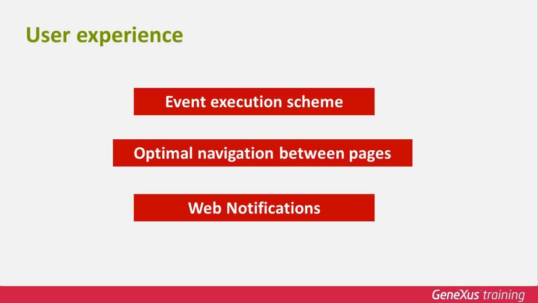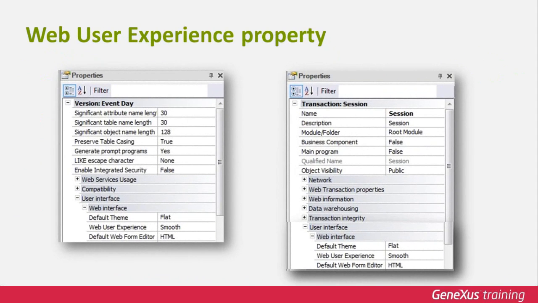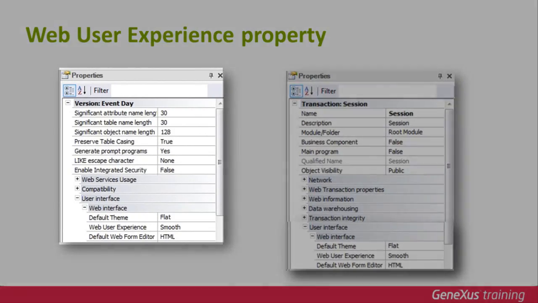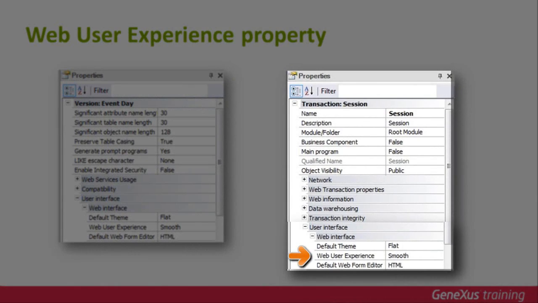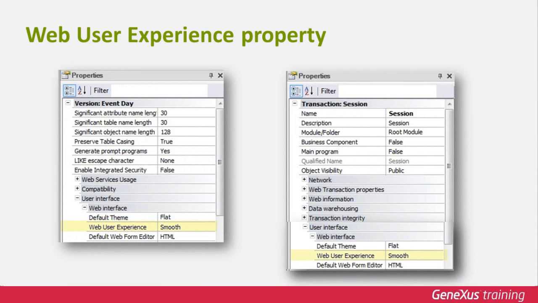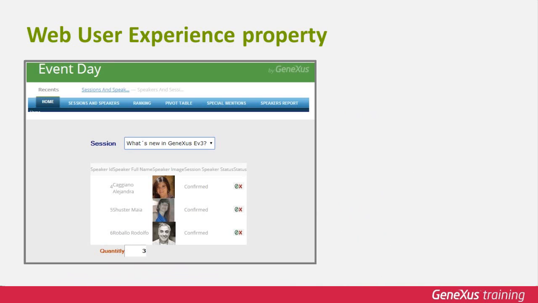In order to achieve a satisfactory user experience, GeneXus X Evolution 3 includes the Web User Experience property, both at the version and object levels. The default value set for this property is smooth. One behavior that defines the smooth value of the Web User Experience property is how the refresh is executed on a web page when a user event is triggered inside the page.